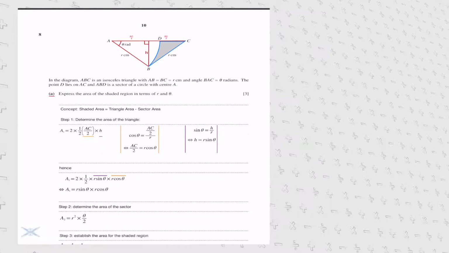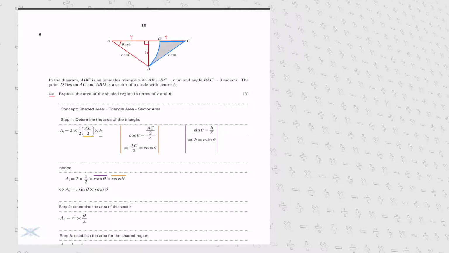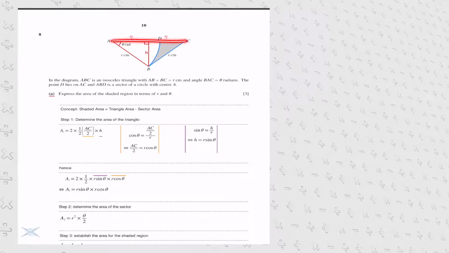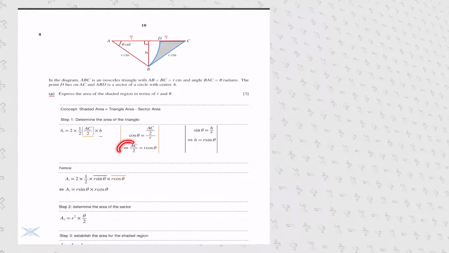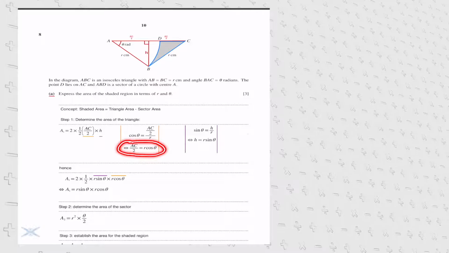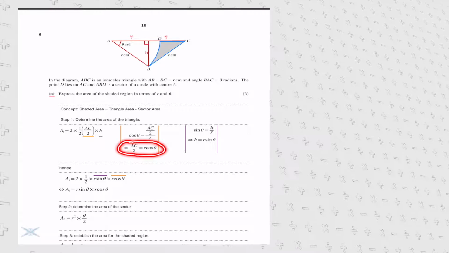To find the distance between C and D, we need to subtract r from the length of the distance between A and C. AC can be calculated using this equation that we have used in part A of this exercise and rearrange it for AC.